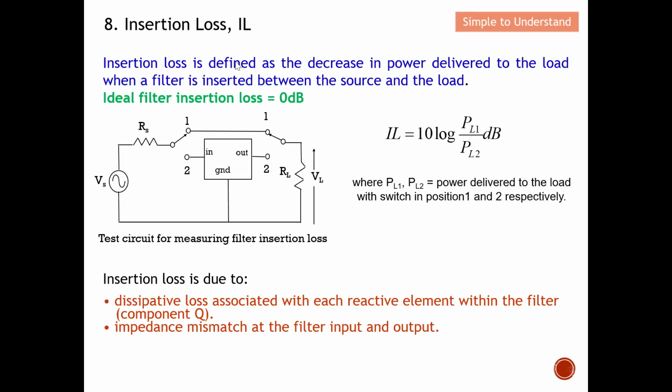Insertion loss is defined as the decrease in power delivered to the load when a filter is inserted between the source and the load. You can see from this diagram, for example, when we don't introduce the filter, we obtain the power from the first path. After that, we insert the filter, and again, we obtain the power.